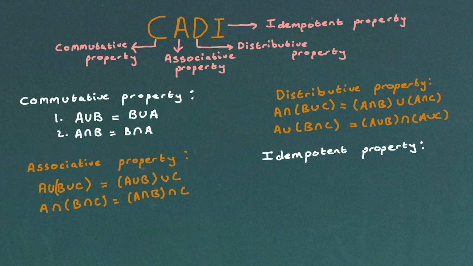Now for the final letter of the acronym, I for idempotent property. This is the easiest rule to remember. The intersect of A with itself is the same thing as A, and the union of A with itself is the same thing as A. That's it, that's the idempotent property.